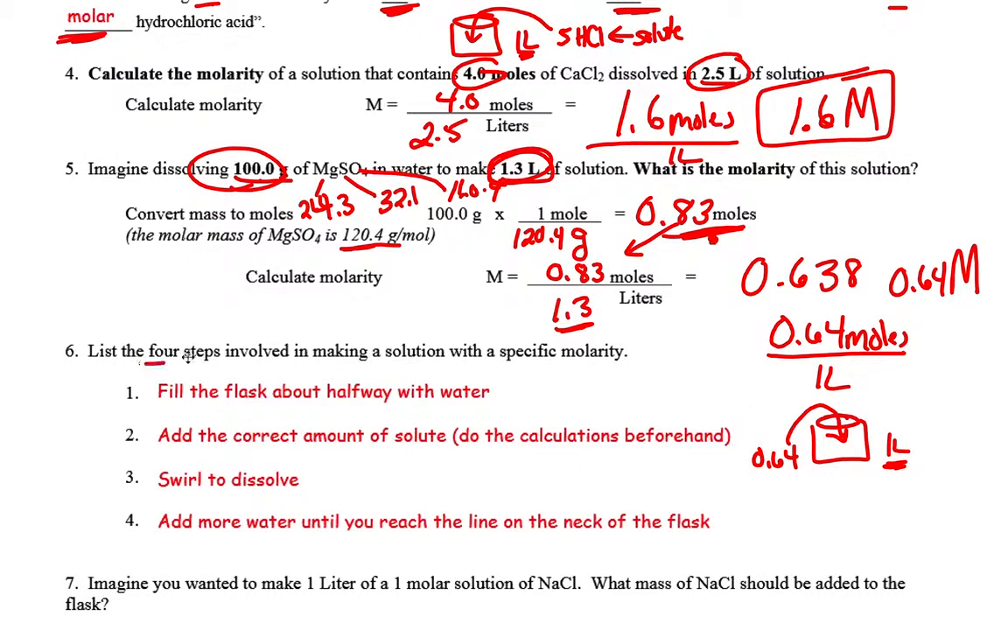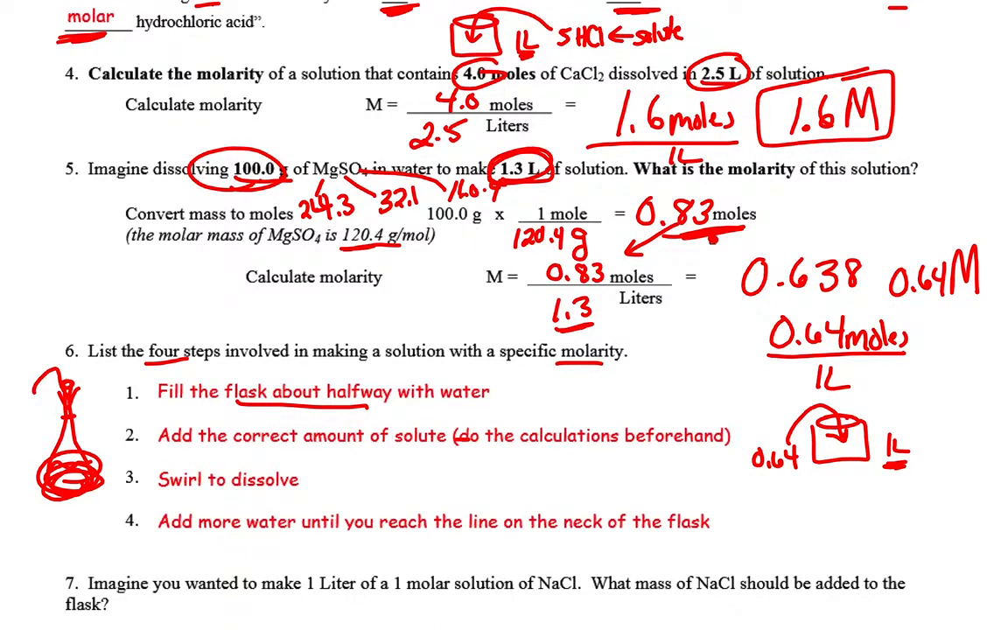Now, there are 4 steps involved in making a solution with a specific molarity. First, you use a volumetric flask. In your volumetric flask, you're going to have one line on the neck. You're going to fill it about halfway. Put some liquid in there. Then you add the correct amount of solute. For instance, if I was making this, I would dump in 100 grams of magnesium sulfate. Then I would swirl it to dissolve.